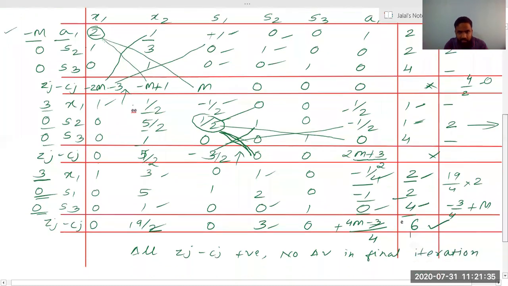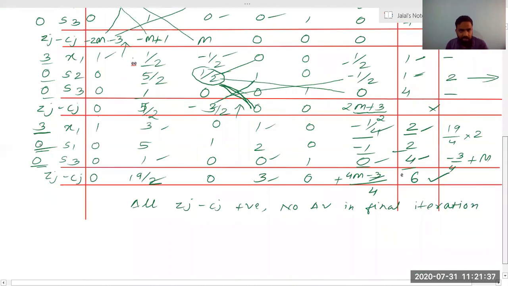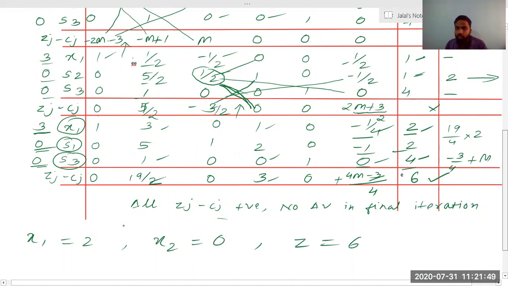What are my final answers? What are the variables that are there? X1 is there, S1 is there, S3 is there. So X1 is equal to 2, X2 is equal to 0 since there is no X2, and Z is equal to 6. That means we are not contributing for the second; we are not using the second resource. The second resource is unutilized.